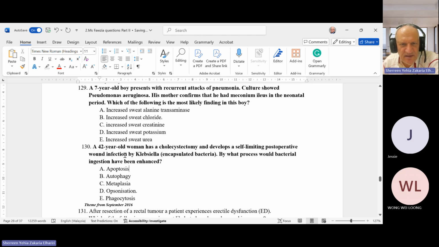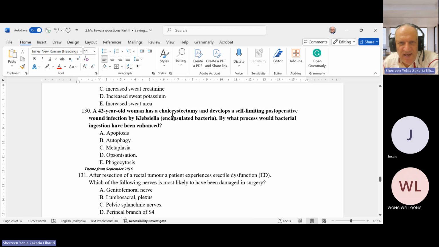Next question is tricky because we saw this question before, but just notice the difference. A 42 years old woman has a cholecystectomy, developed a self-limited post-operative wound infection by Klebsiella. Klebsiella is called Klebsiella pneumoniae. It is an encapsulated bacteria. I just added this, but in the real question it is just Klebsiella. By what process would the bacterial ingestion have been enhanced? I think one of you answered this question before. What is your answer here?